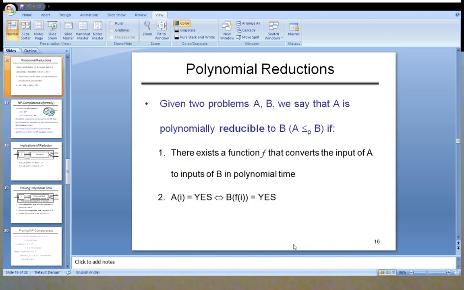Two problems are said to be reducible if there is a function that can convert the input for algorithm A into the input of algorithm B in a polynomial amount of time. Suppose we are converting the input of A into the input of B in polynomial time, then we can say that A is polynomially reducible to B.